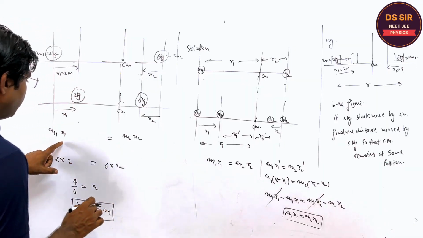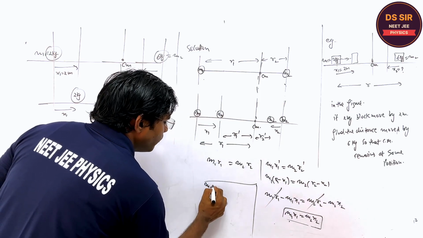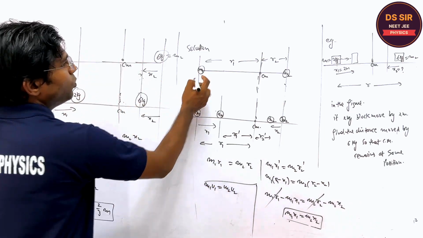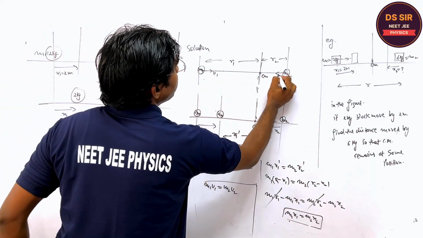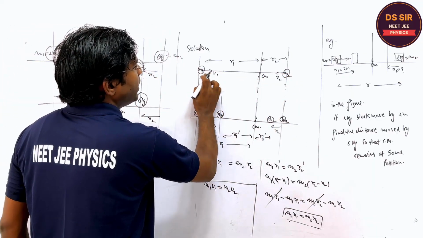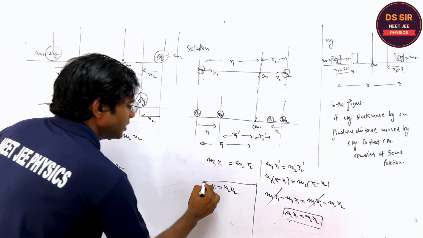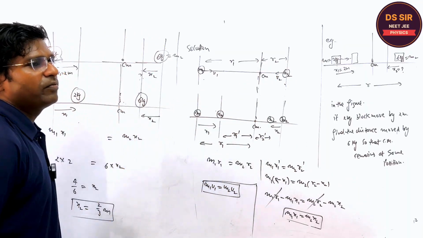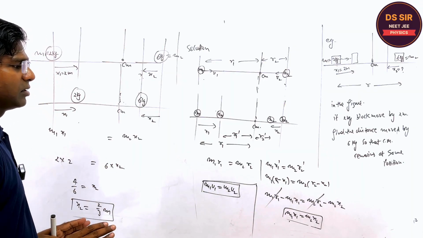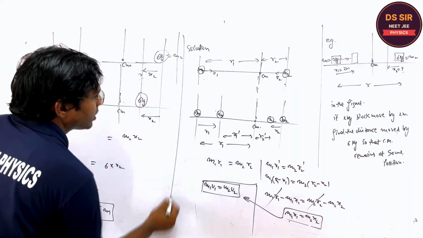If you differentiate this, m1 v1 must be equal to m2 v2. If it is moving with speed v1 and the other with speed v2, what should be the relation between m1 v1 and m2 v2 so that the center of mass remains at rest? m1 v1 is equal to m2 v2. Are you getting this or not? By differentiating this, you can get the relation.